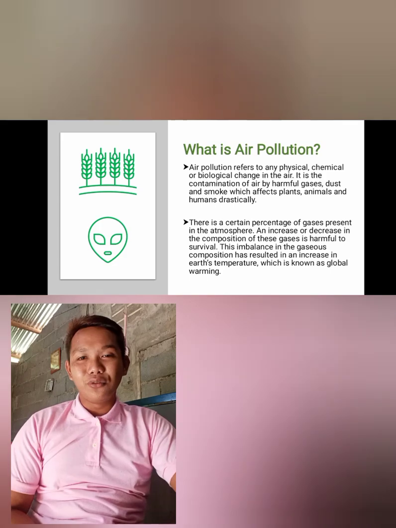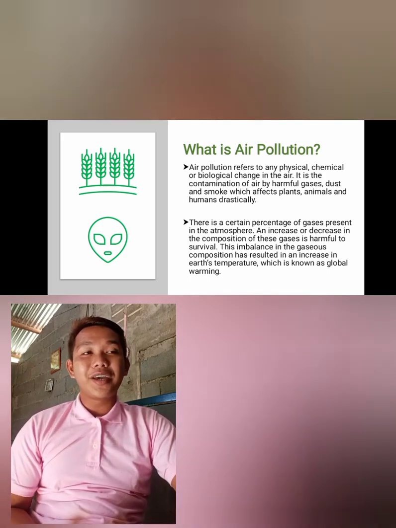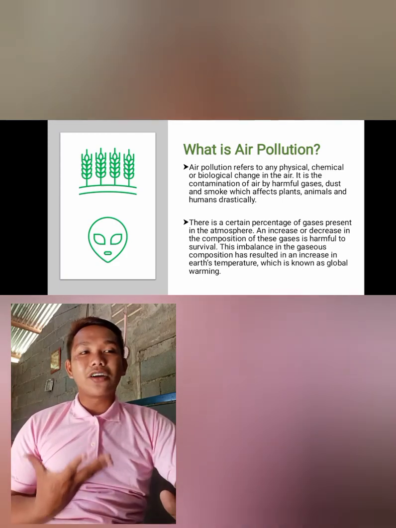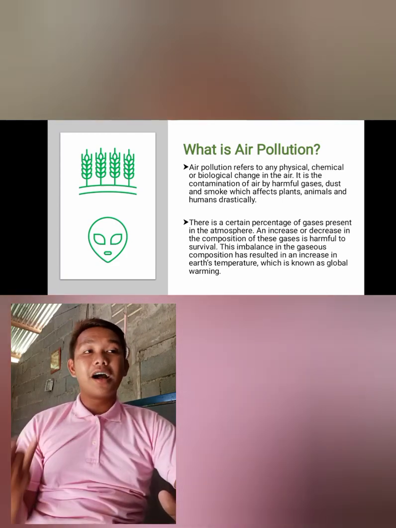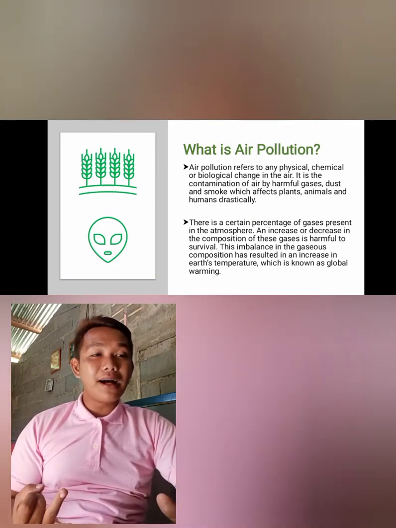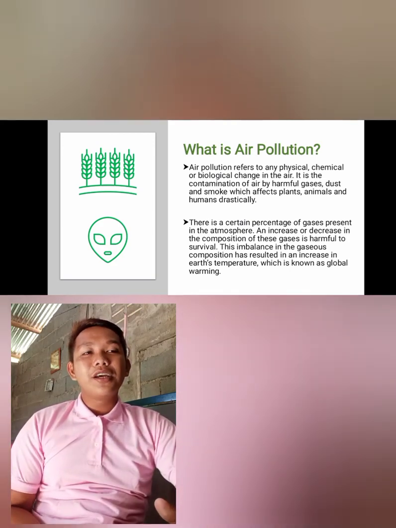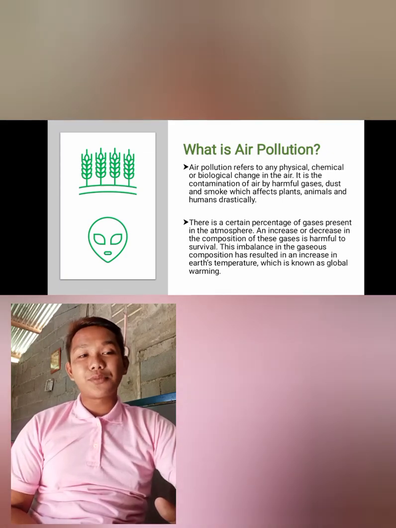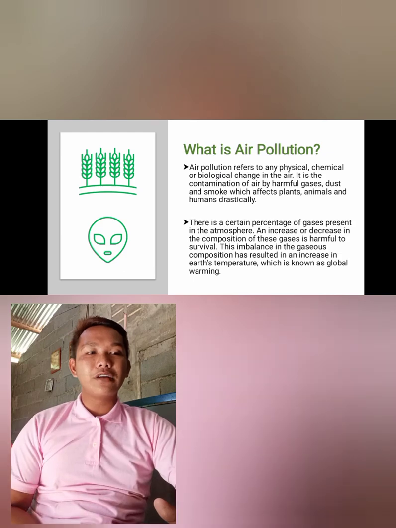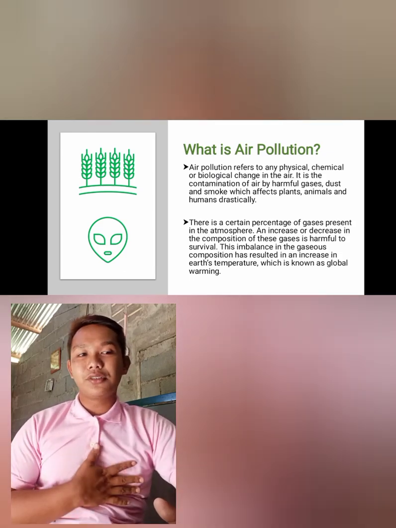What is air pollution? Air pollution refers to any physical, chemical, or biological change in the air. It is the contamination of air by harmful gases, dust, and smoke, which affect plants, animals, and humans drastically. There is a certain percentage of gases present in the atmosphere. An increase or decrease in the composition of these gases is harmful to survival.